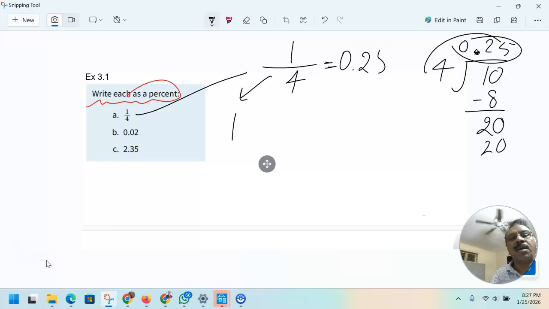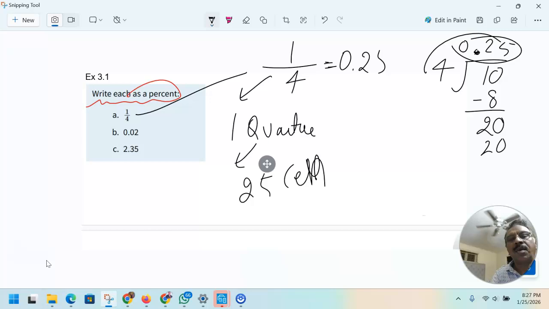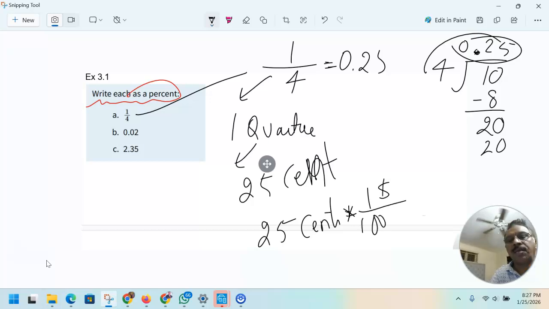Now this is like a 1/4. And we know a quarter means 25 cents, basically. And if you want to convert cents to dollars, what you do is 25 cents, and you use the unit factor, our conversion factor, that a dollar is 100 cents. So basically it is 25 out of 100, where the cents and cents cross out, and you get everything in dollars.